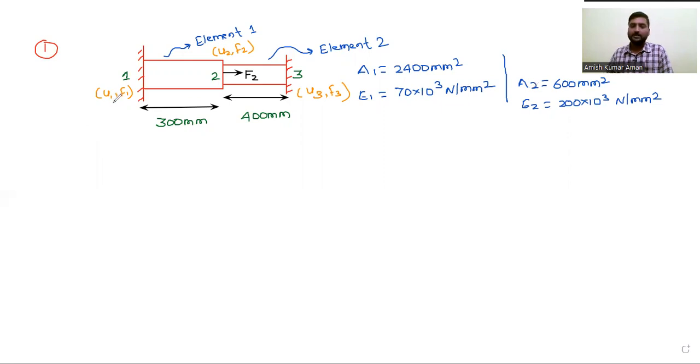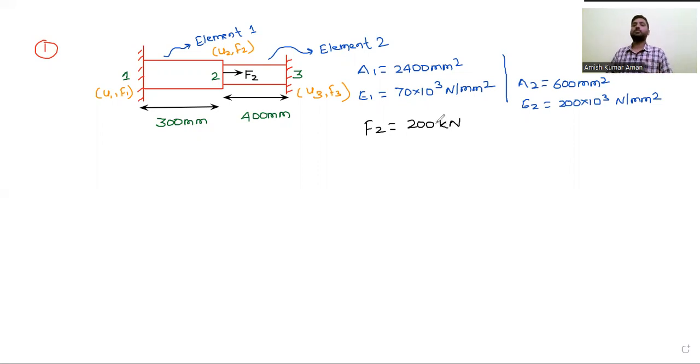Let us take the force at the first node as F1 and the displacement as U1. Similarly, at node 2, U2 is the displacement and F2 is the force. At node 3, U3 is the displacement and F3 is the force. Now F2 value is also given, that is 200 kilonewton.